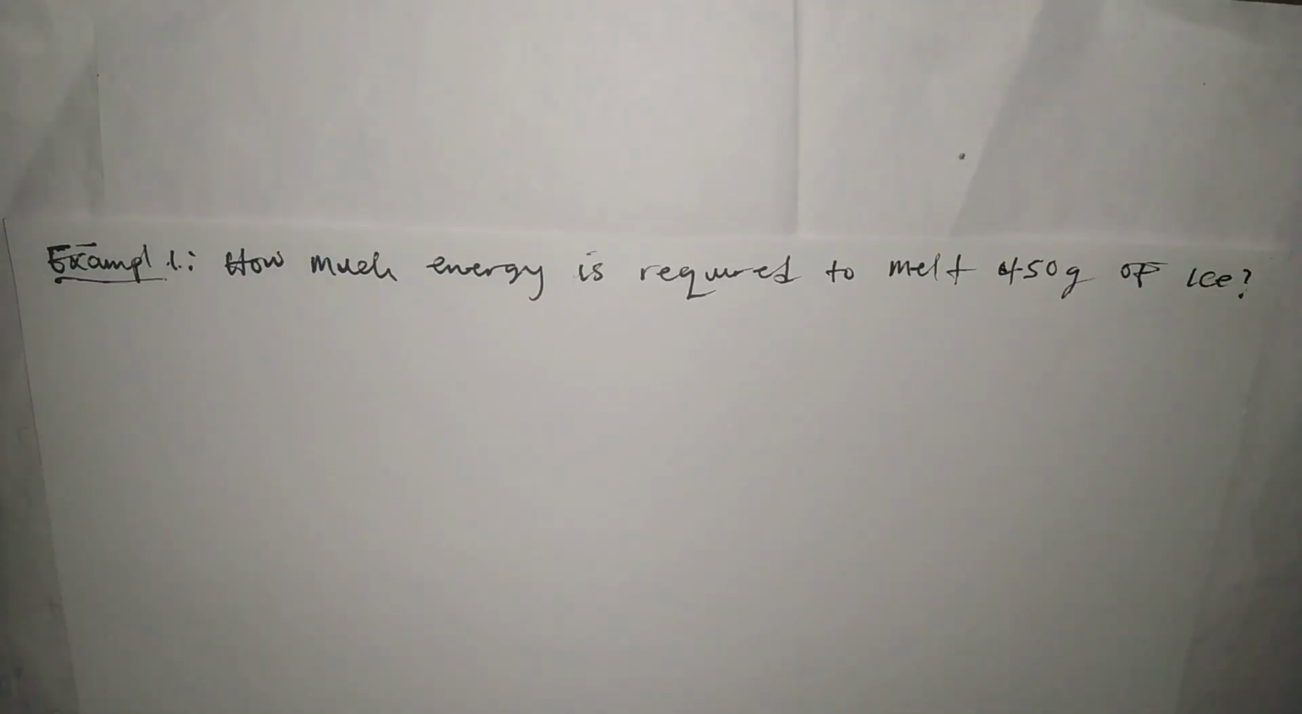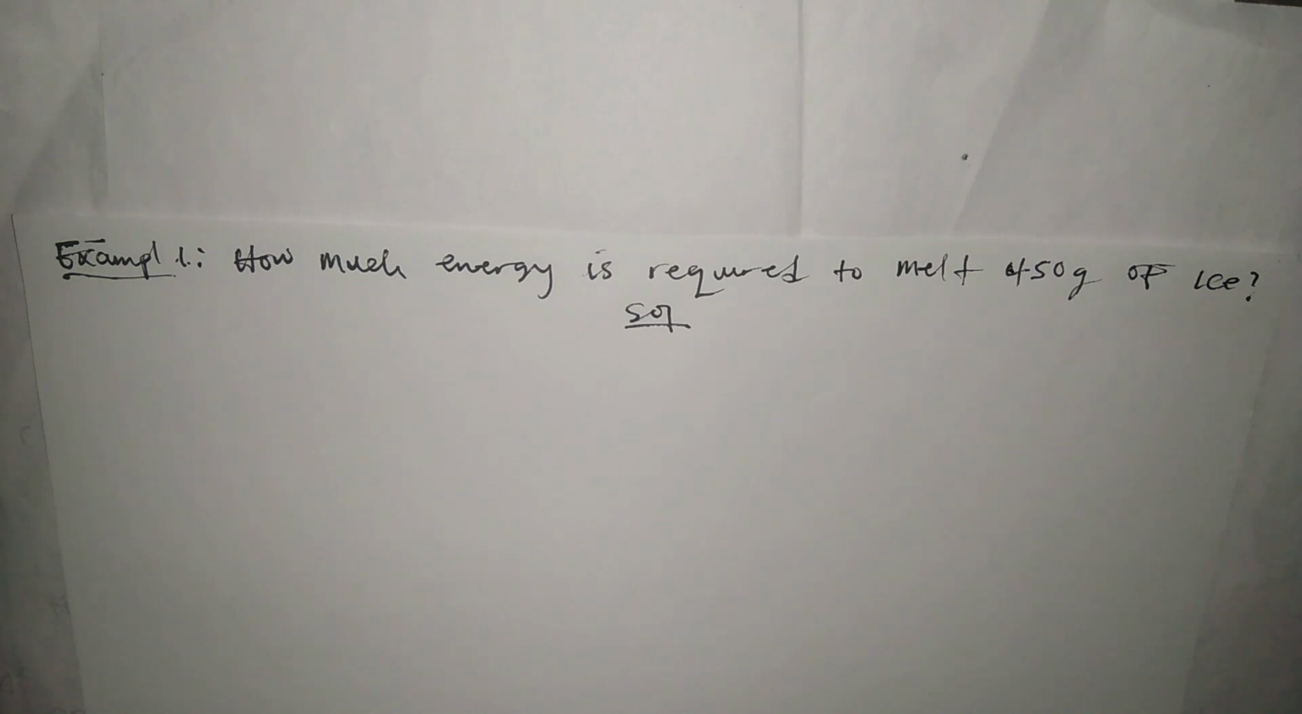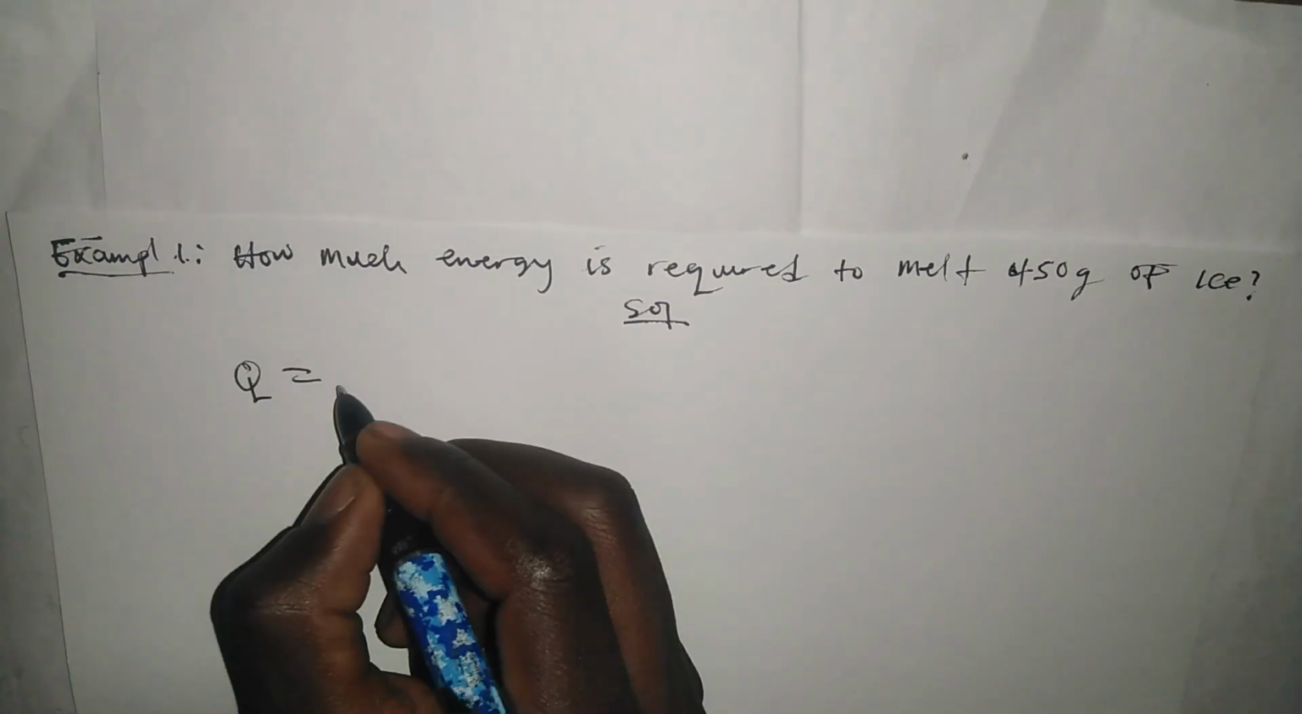Let's take a few examples. The question says, how much energy is required to melt 450 grams of ice? Now, let's start with the solution. If you look at the question carefully, there is a change in phase. There is no change in temperature, but there's a change in phase. So since there's a change in phase, we'll use latent heat of fusion because we are melting ice. So solid is being melted into liquid. So we use latent heat of fusion, and therefore the equation we use will be Q is equal to mLF.